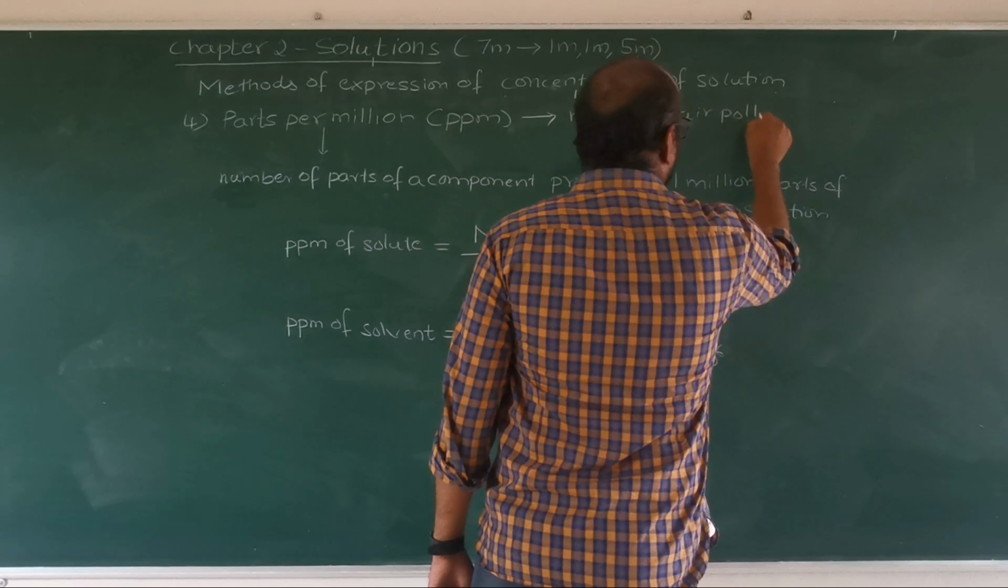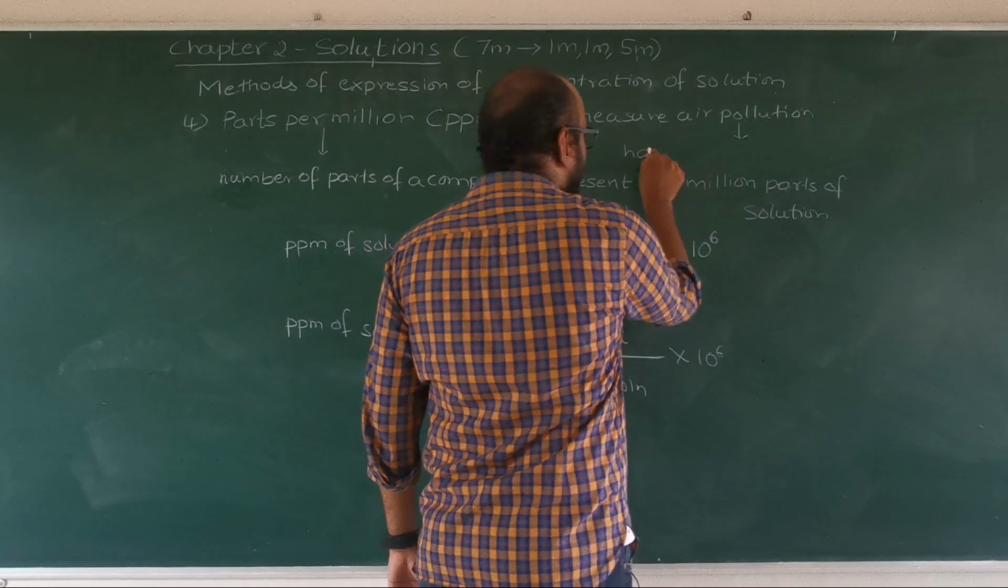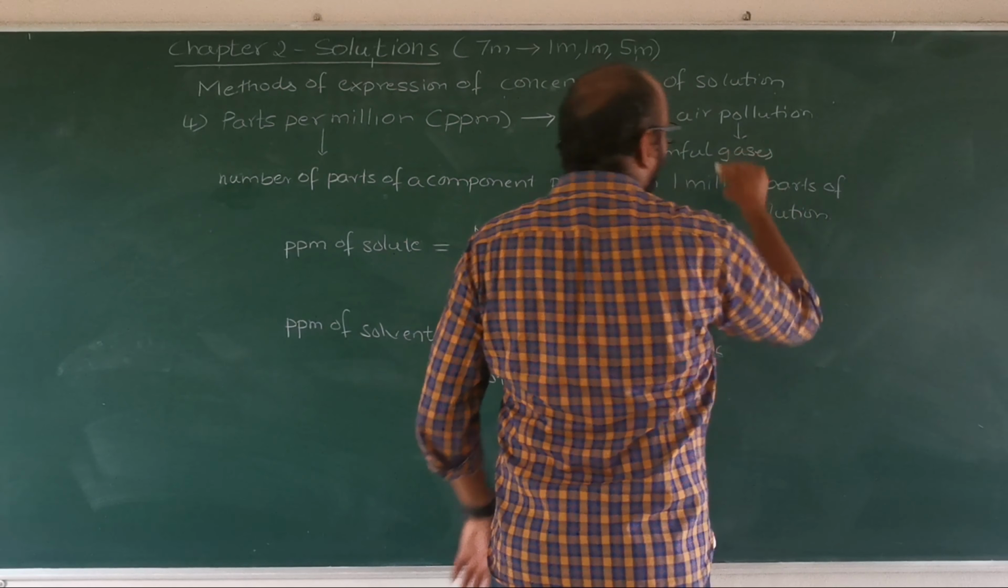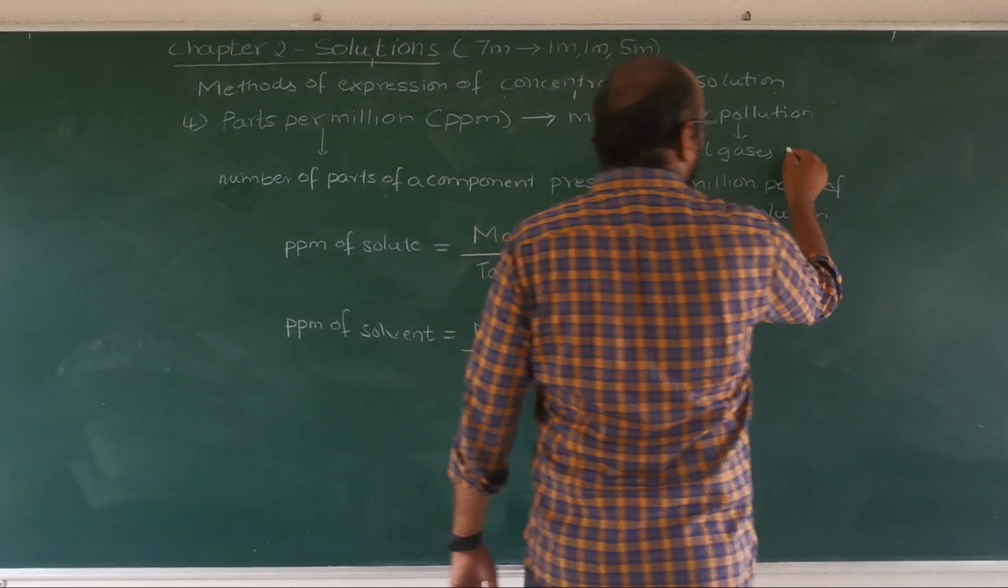It is used to measure air pollution in the cities. What do you mean by air pollution? In air pollution, the harmful gases will be present in the atmosphere. The harmful gases will be present in trace quantities. Trace quantities means very small quantities.